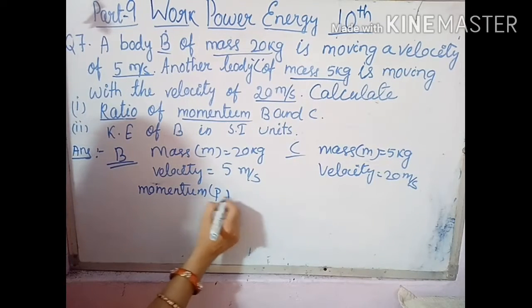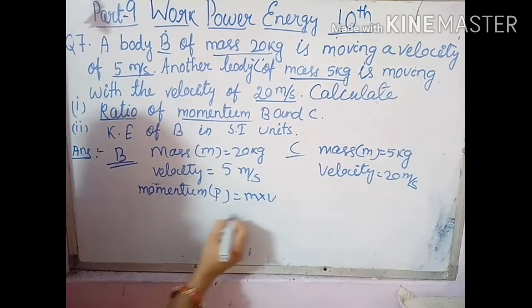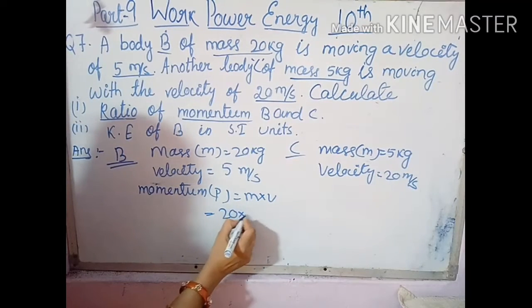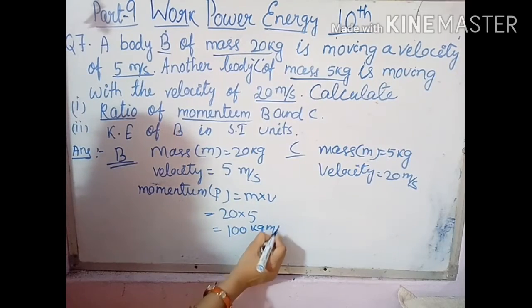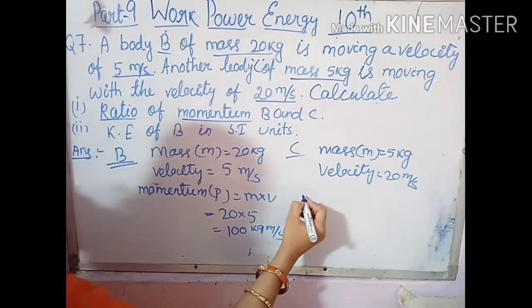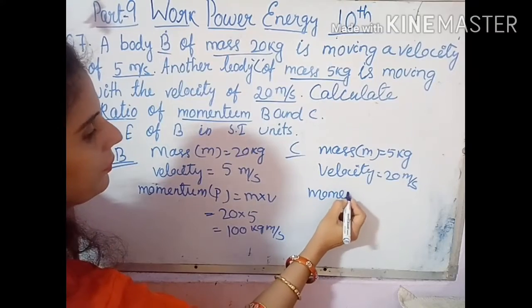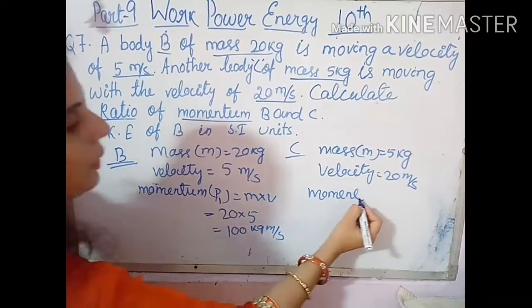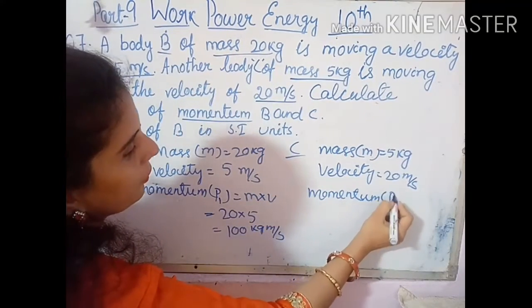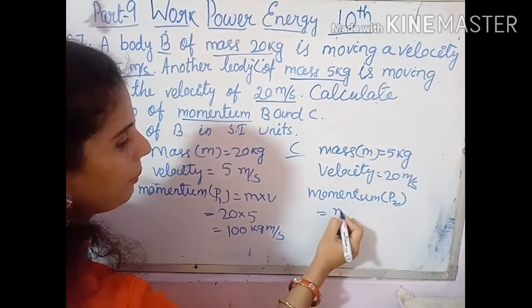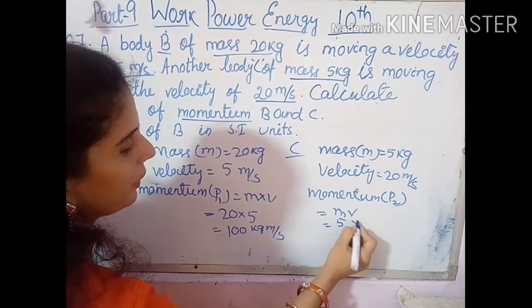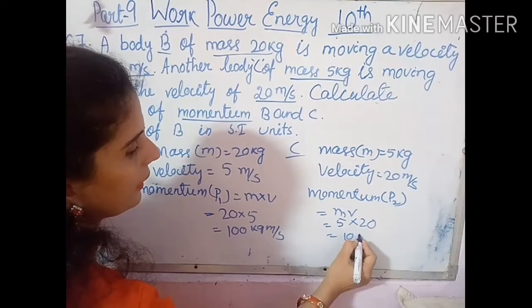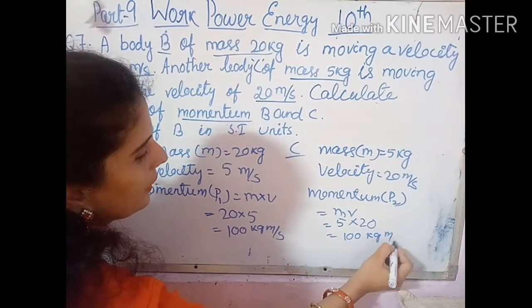Momentum P equal to m into v. That means here 20 into 5, that is 100 kg meter per second. Here also you can find out the momentum, or you can write P1. Momentum P2 equal to what you will get? mv, means here 5 into 20. Here also 100 kg meter per second.